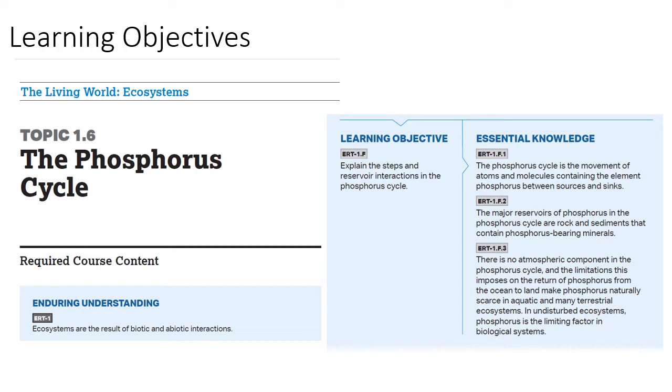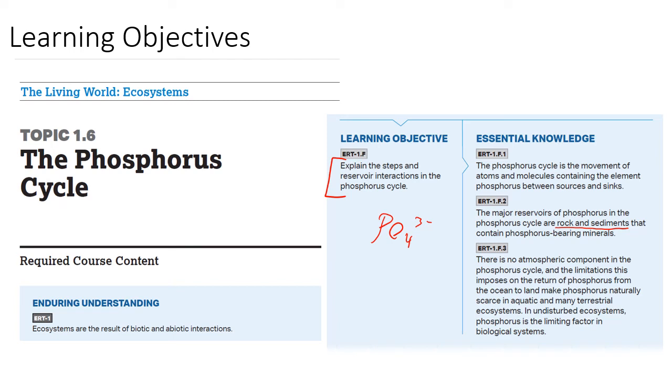So the phosphorus cycle: explain the steps and reservoir interactions in the phosphorus cycle, again, in the rock, in the water, in the soil, and in living things. The phosphorus cycle is the movement of atoms and molecules containing the element phosphorus between sources and sinks. The major reservoirs of the phosphorus cycle are rock and sediments that contain phosphorus-bearing minerals, which primarily are phosphates, all right, especially for this class. There is no atmospheric component to the phosphorus cycle, so it's the only one that we'll talk about that does not have an atmospheric component, and you may see questions like that regarding that.